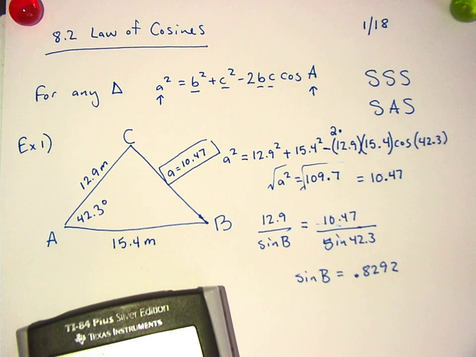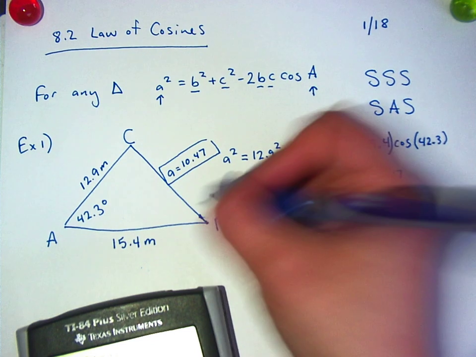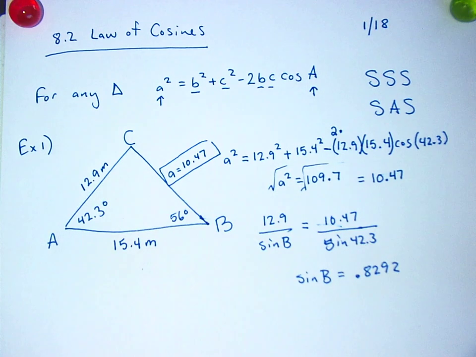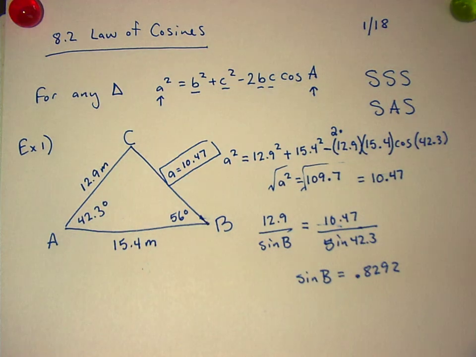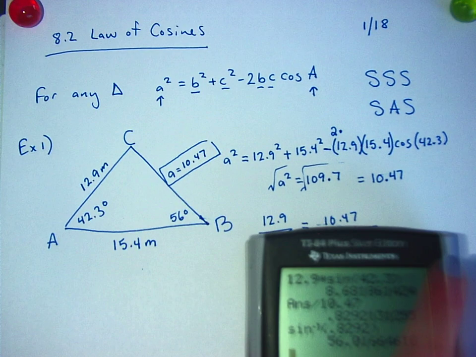Now what do I do to find out what B is? Inverse sine. So, second inverse sine of 0.8293. Do you guys get about 56 degrees? Okay. How about how to find C? C you can just subtract from 180.